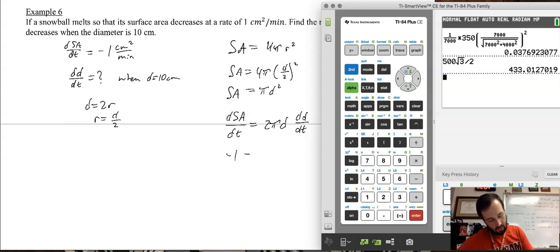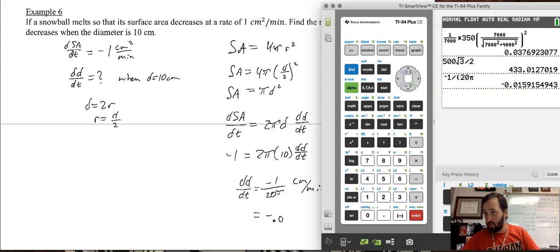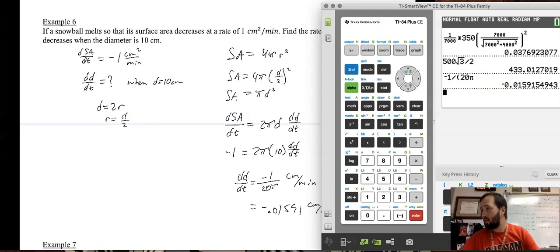Okay, plug in numbers, -1, 2 pi times 10 dd/dt. So if I didn't have a calculator, this is a very good one to ask without a calculator, right? All I'm going to do is say the dd/dt equals -1 over 20 pi centimeters per minute, right? Which comes out as -1 divided by 20 pi. Please notice the parentheses as -0.01591 centimeters per minute. All right. I think all that showed up. Okay.